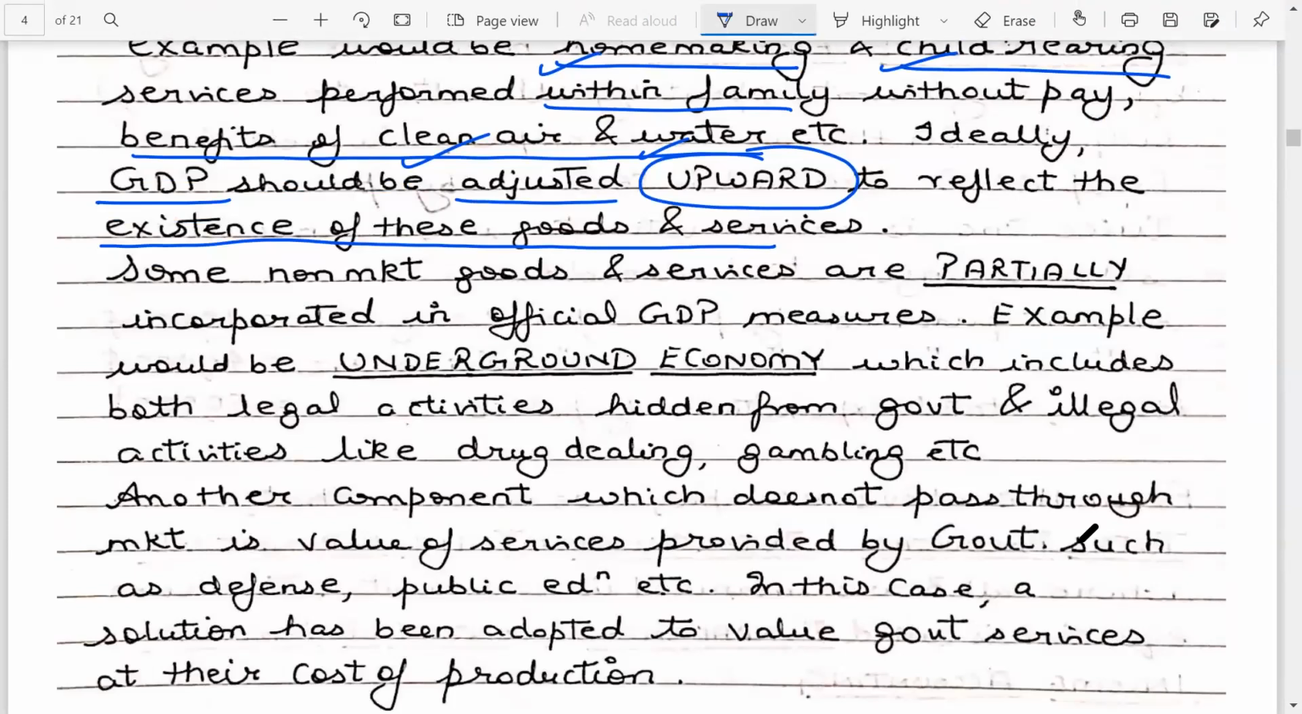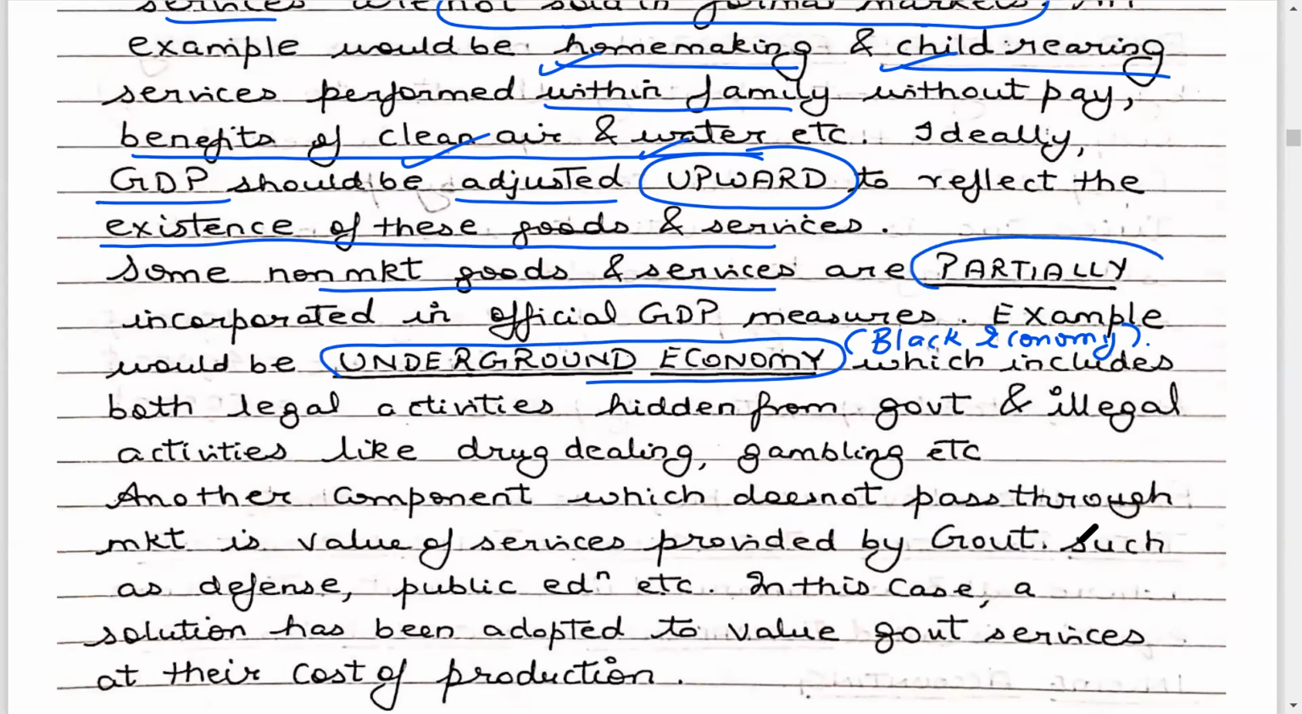So another concept here also comes regarding the underground economy, also called the black economy. Some non-market goods and services are partially incorporated in the official GDP measures. Example would be underground economy, which includes both legal activities, which are hidden from the government, as well as illegal activities like drug dealing, gambling, etc. Now again, all activities within the underground economy, whether legal or illegal, are not a part of the market. There is no market for them.